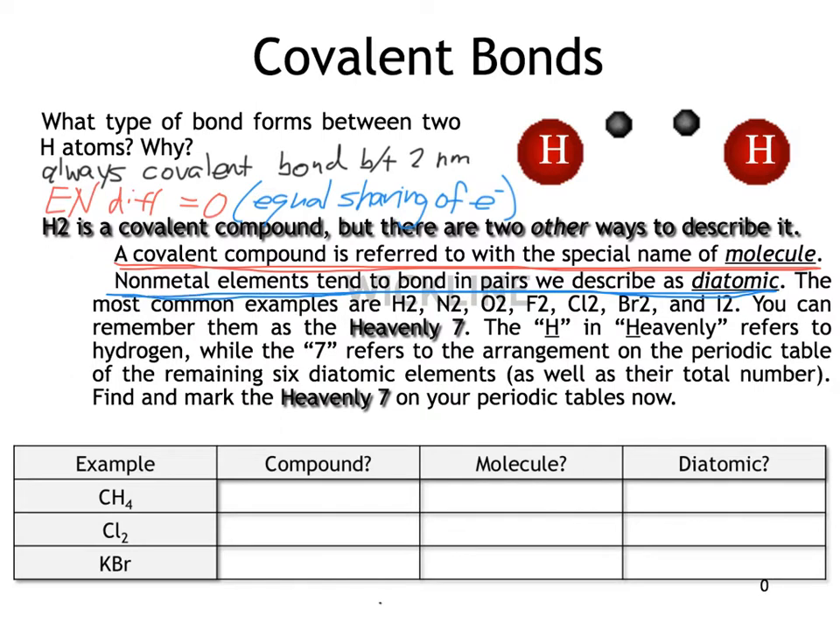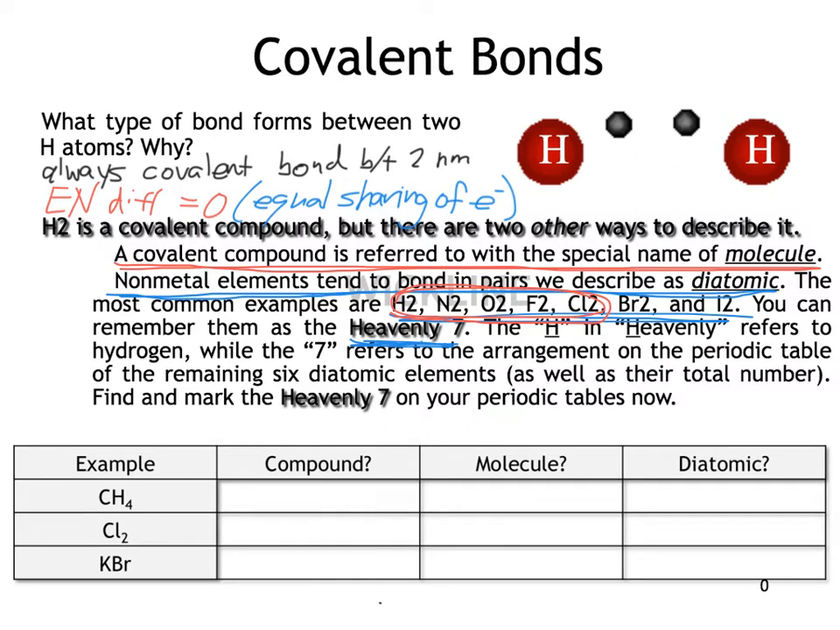We also say the heavenly seven for this. The heavenly seven are hydrogen, nitrogen, oxygen, fluorine, chlorine, bromine, and iodine. I'm going to circle the gaseous heavenly seven in red. That's going to be hydrogen, nitrogen, oxygen, fluorine, and chlorine. Those will be gases.